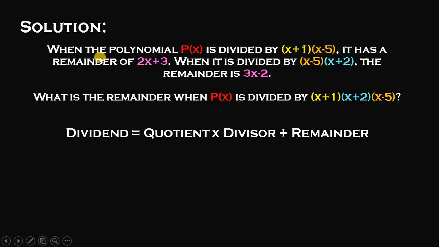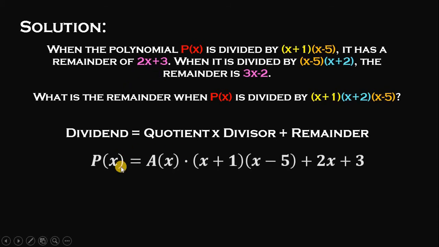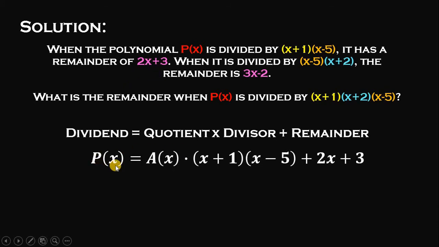So let's start. When the polynomial p of x is divided by (x + 1)(x - 5), it has a remainder of 2x + 3. Now in this case, we have the dividend, which is p of x, the divisor (x + 1)(x - 5), and the remainder 2x + 3. Let's call the quotient a of x. Do we need to know what a of x and p of x are? The answer is, it doesn't matter.